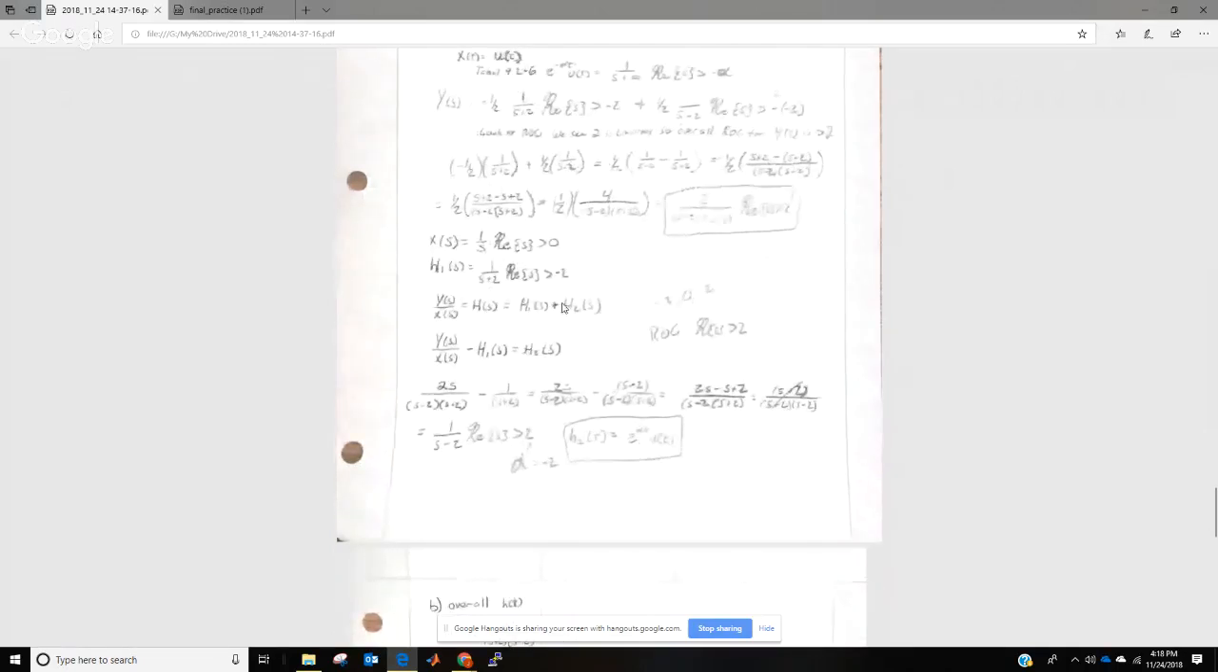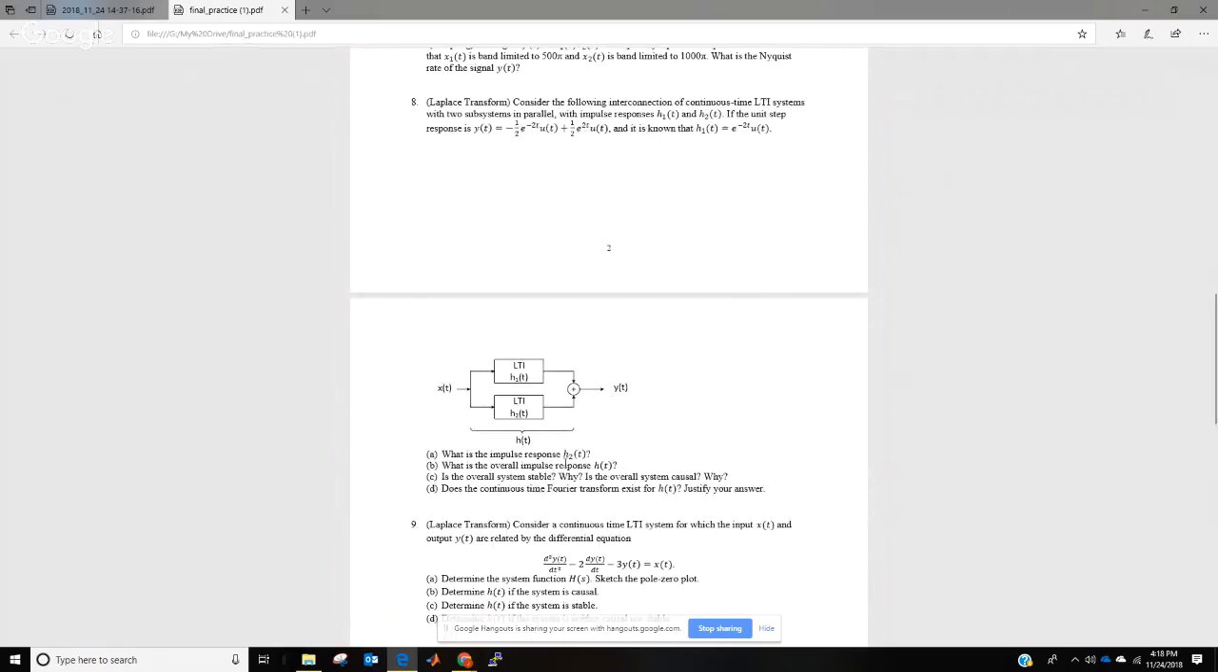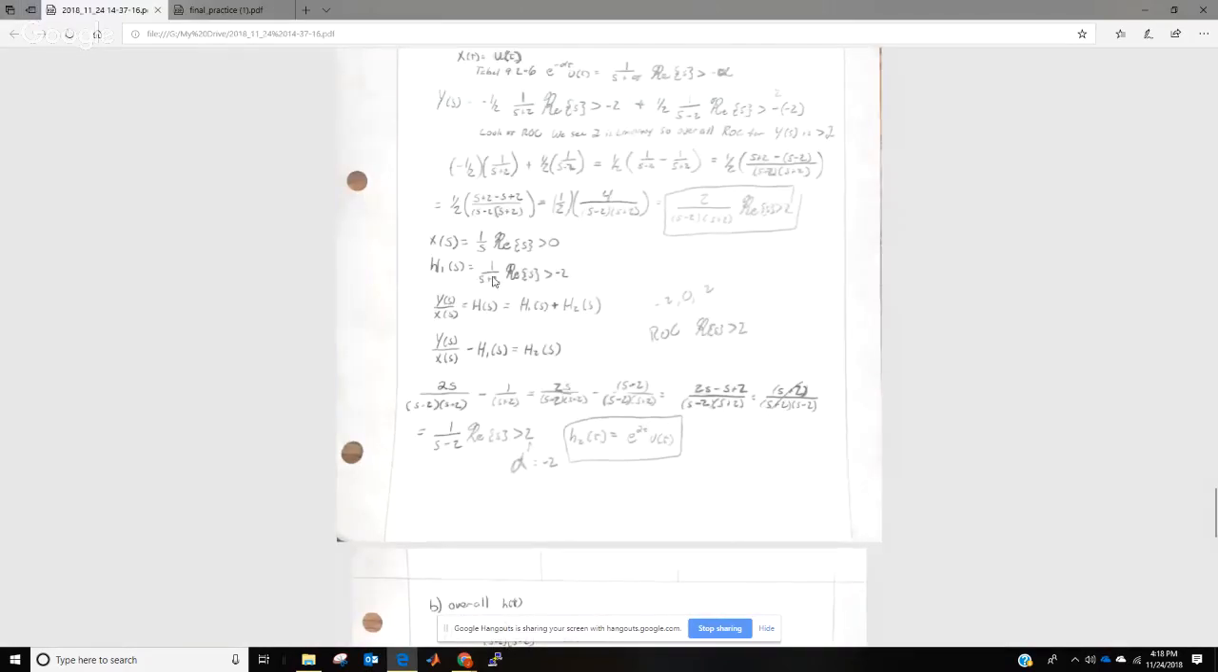So the question originally asked us, what is h2 of s, I believe. Yeah, what is h2 of s or h2 of t? Sorry. So we know that y of s over x of s equals h of s, and we also know that because they're in parallel, h1 of s plus h2 of s equals h of s. So we just plug in y of s divided by x of s minus h1 of s is our h2 of s.